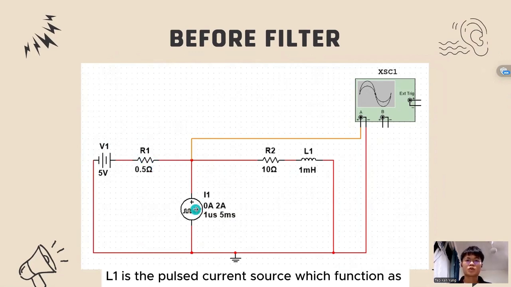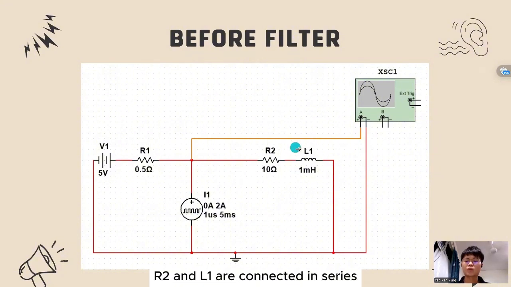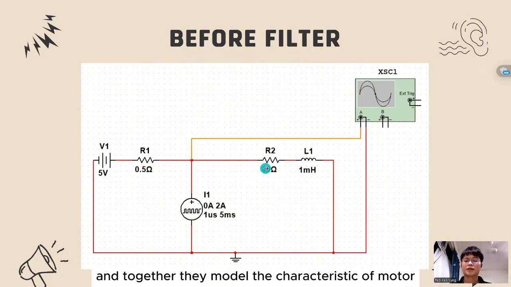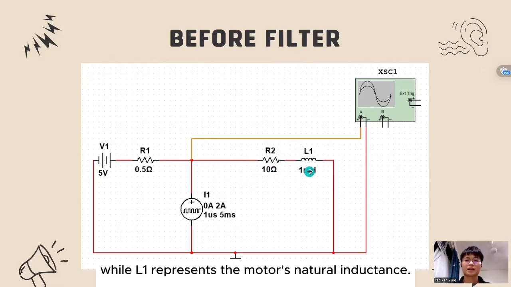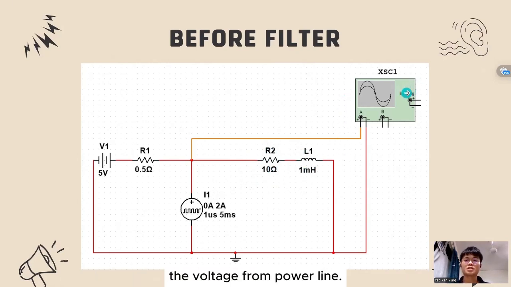I1 is the pulse current source, which functions as a primary noise generator. R2 and L1 are connected in series, and together they model the characteristics of the motor, where R2 represents the internal resistance of the motor coils, while L1 represents the motor's natural inductance. And the oscilloscope is connected to observe the voltage on the power line.